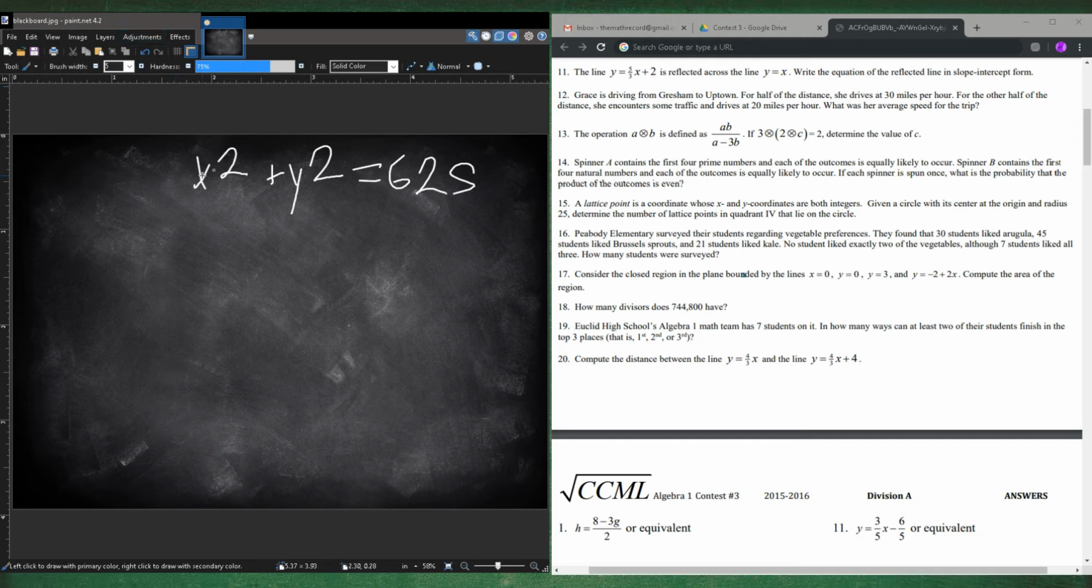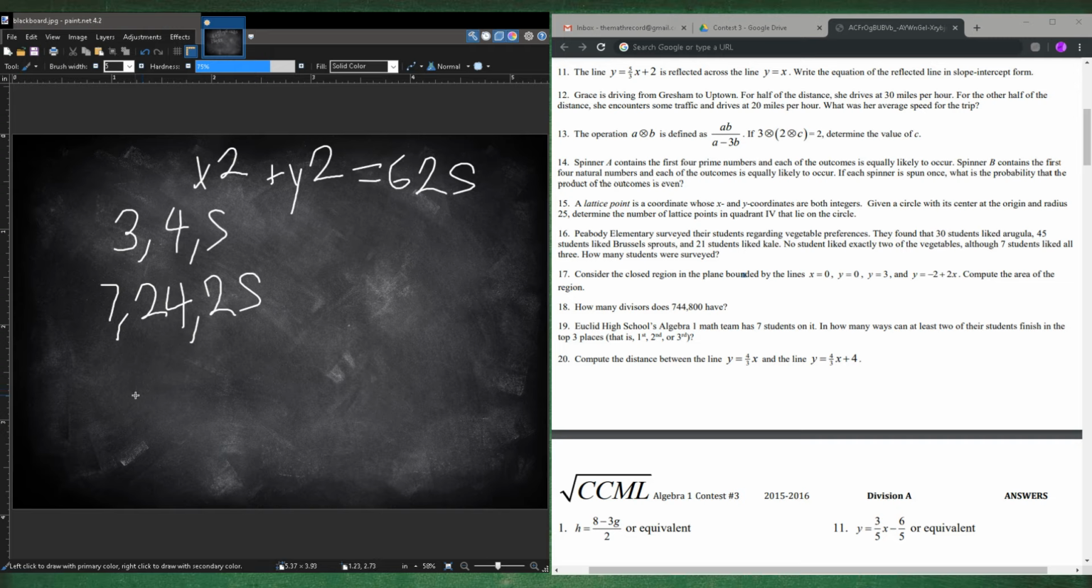If you know your Pythagorean triples, you have 3, 4, 5. 5, 12, 13 doesn't work because 13 is not a multiple of 25. 7, 24, 25. That works. 8, 15, 17. Nope. 9, 40, 41. No. 10, 60, 61. No.